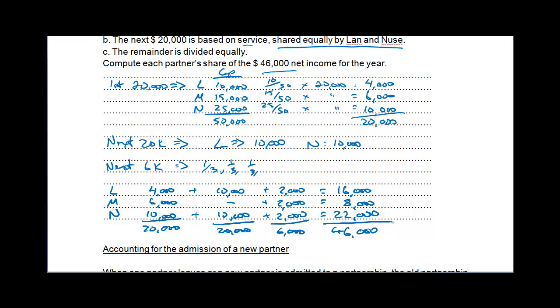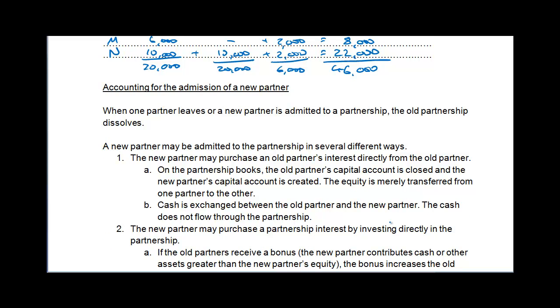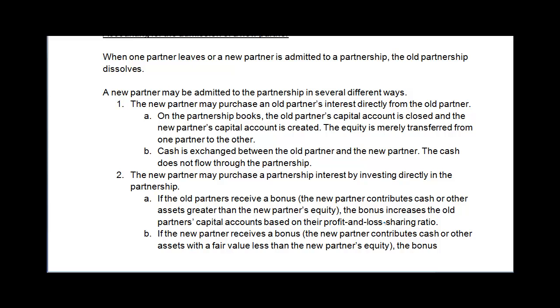Okay, so now let's look at how we go about accounting for the admission of a new partner. So a new partner comes in. Remember what we already said: anytime a partner leaves or a new partner comes in, the old partnership dissolves, and a new one is created as long as there's more than one remaining owner, right? If there's a partnership of two and one leaves, it's not a new partnership, it's a sole proprietorship.